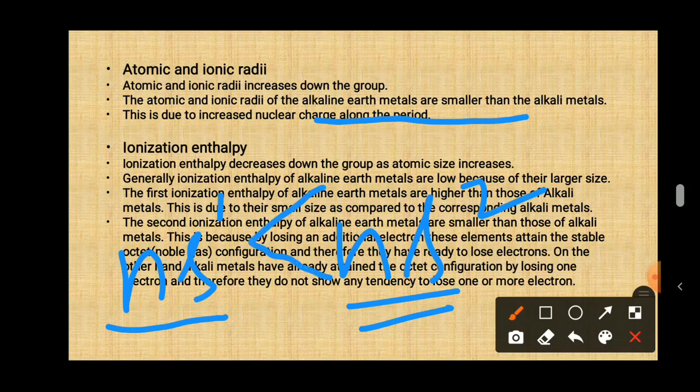Now what about second ionization enthalpy? Second ionization enthalpy is nothing but the removal of the second electron from the outermost shell. In the alkali metals, once I remove this ns1 electron, nothing remains in the ns orbital, so the outermost shell is empty. But in the case of alkaline earth metals, one electron remains in the outermost shell.